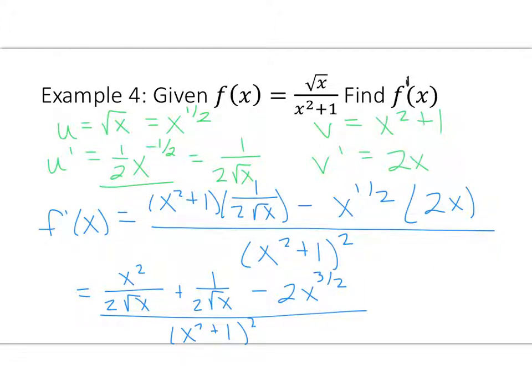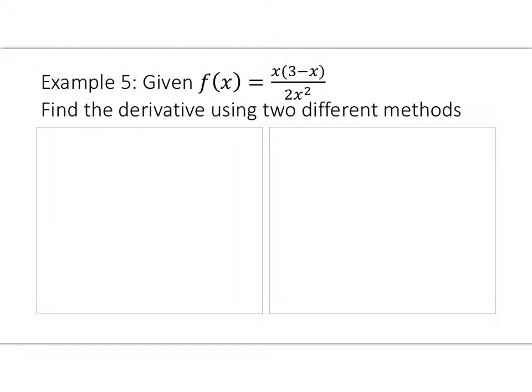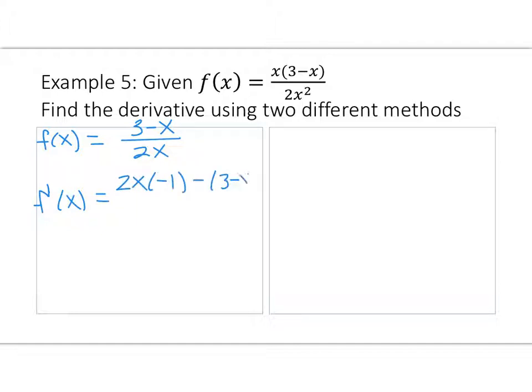All right, we're given f of x equals x times 3 minus x over 2x squared, and we want to find the derivative. There are multiple ways we can do this. We're just going to look at 2. So the first thing I'm going to do is say, well, I can simplify f of x, because x divided by 2x squared, I'm just going to have 3 minus x over 2x, and now I'm going to use my quotient rule. So f prime of x equals low d high minus high d low all over low squared.